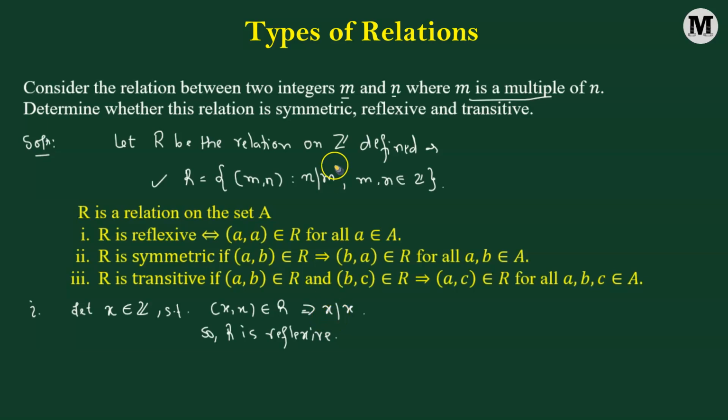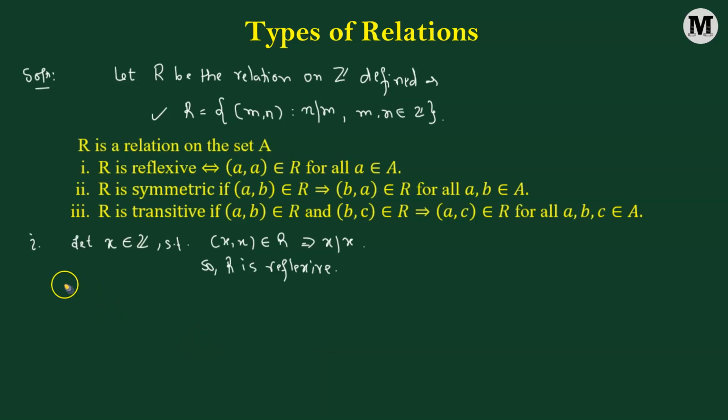All we have done here is we have the original definition for R as the set of ordered pairs (m, n). So to show that R is reflexive, we have considered m and n to be equal to x. Then in that case, we have obtained that x indeed divides x. Okay, now R is reflexive.